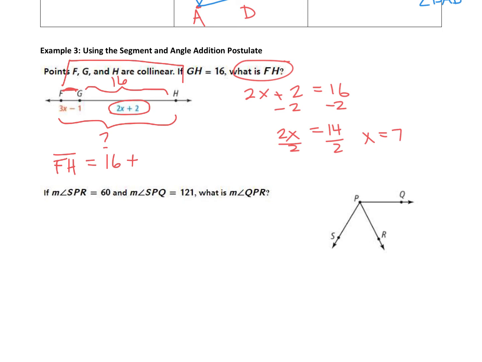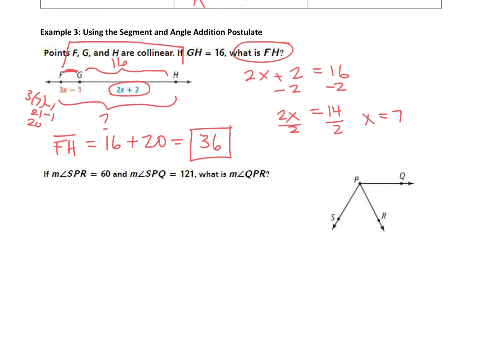So let's figure out how long that is. Well, we know that x is 7, so 3 times 7 minus 1. That's 21 minus 1, which is 20. So FG is 20. We can add those together to get FH is equal to 36. Just keep in mind, two smaller segments will add up to a bigger segment. That is your segment addition postulate, and we can apply the same thing to angles.